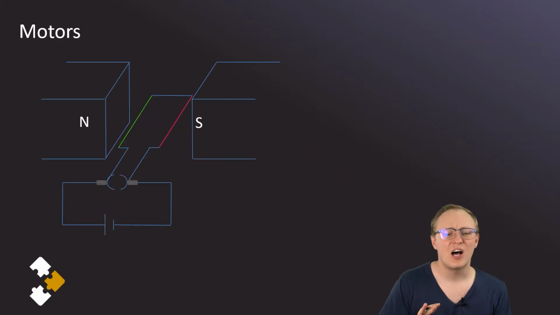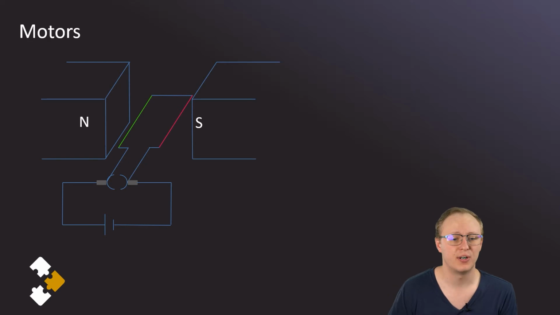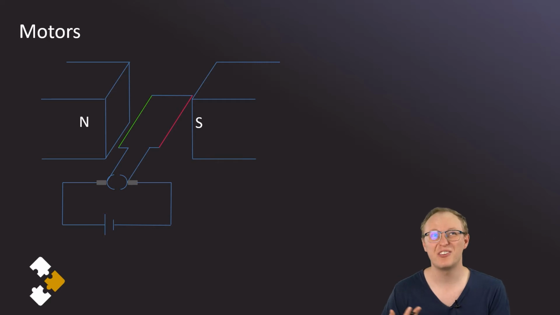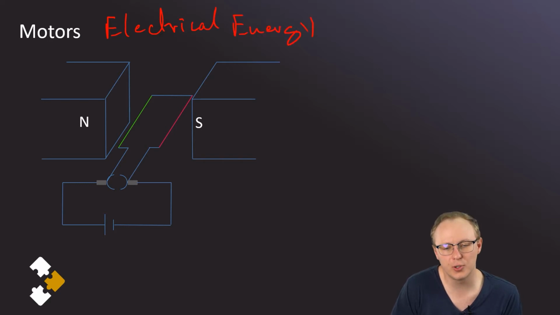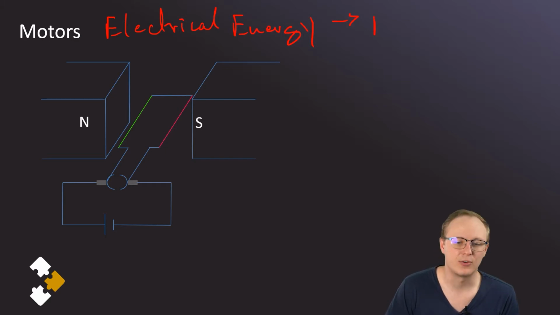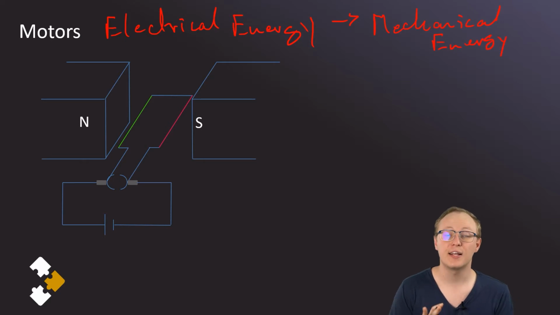Right, let's now talk about motors. Motors are different to generators in that they have the opposite energy conversion. In a motor, we use electrical energy as our input, and the output is mechanical energy. We put in mechanical energy earlier and got out electrical energy. Now we're putting in electrical energy and getting out mechanical energy.